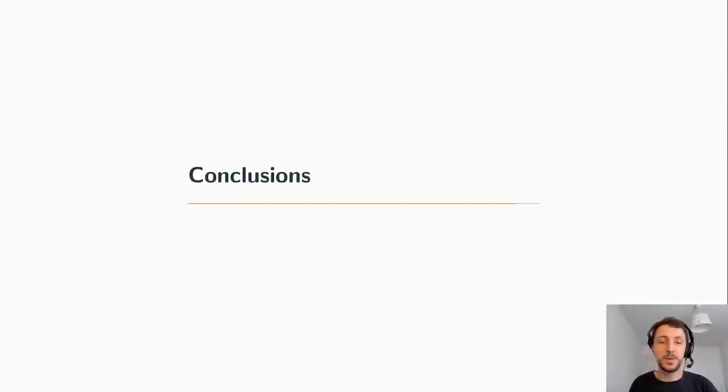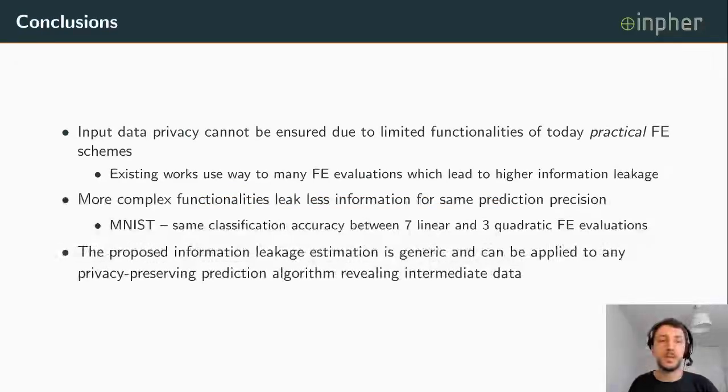Let me finish with some conclusions of this work. As we have seen, input data privacy cannot be ensured in function encryption based classifiers due to the limited functionalities of today's practical function encryption schemes. Existing works use way too many function encryption evaluations, which leads to high information leakage. We have empirically proven that more complex functionalities leak less information for the same prediction precision. For example, in the MNIST data set case, the same classification accuracy is obtained using either 7 linear function encryption evaluations or 3 quadratic function encryption evaluations.